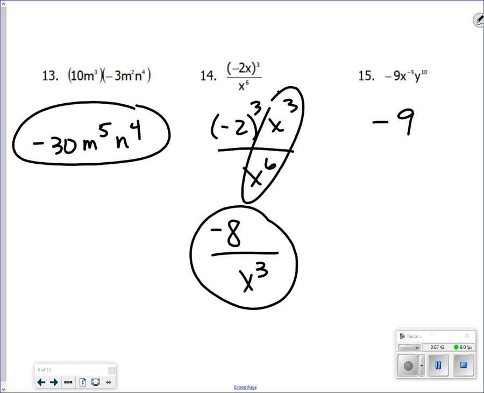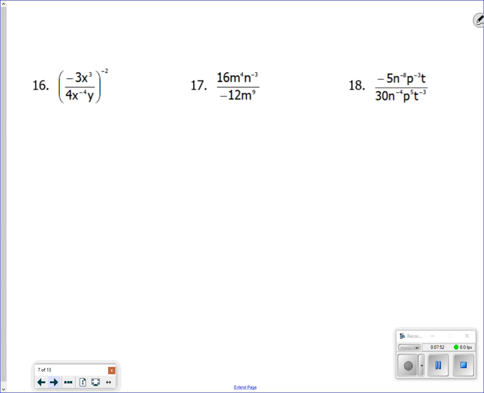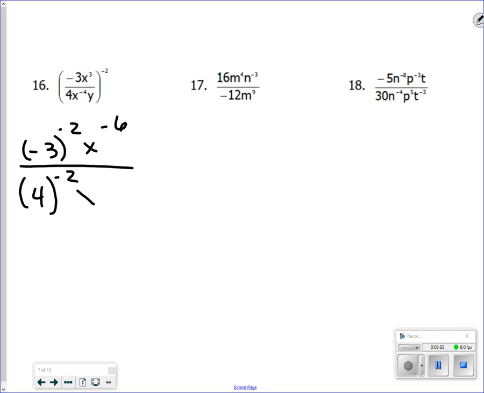Next one, the negative 9 is just a negative number, but the x to the negative 5th power needs to move because a negative power means the reciprocal of. Continuing to get more complicated, and we're starting to get to the end of this section now. Negative 3 to the negative 2nd, x to the negative 6th, there's the top. 4 to the negative 2nd, x to the positive 8, and y to the negative 2nd.